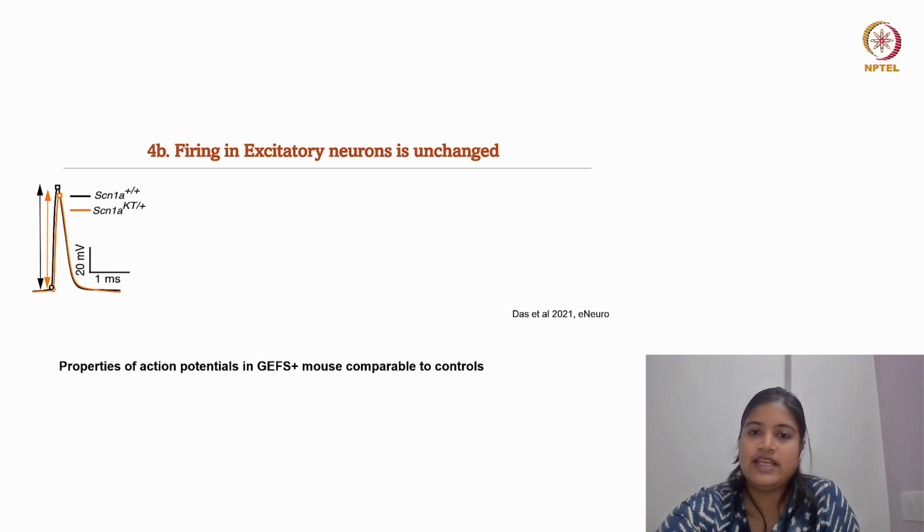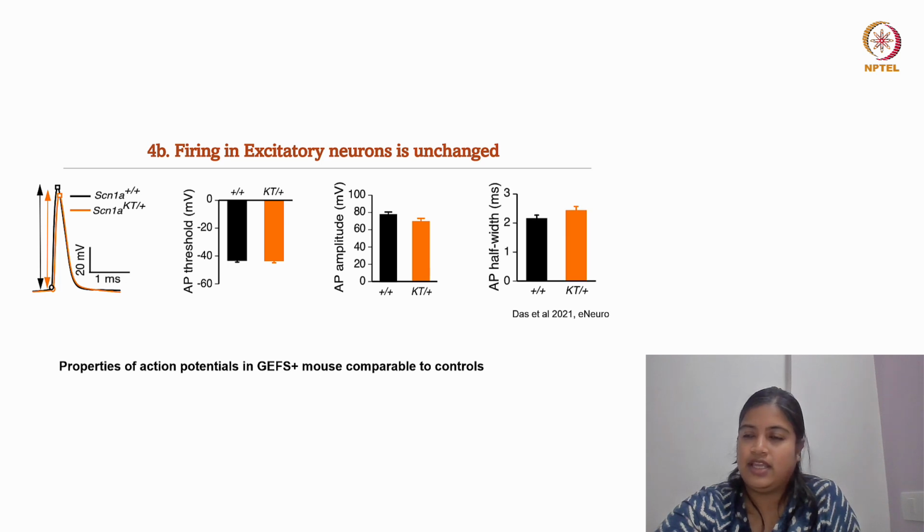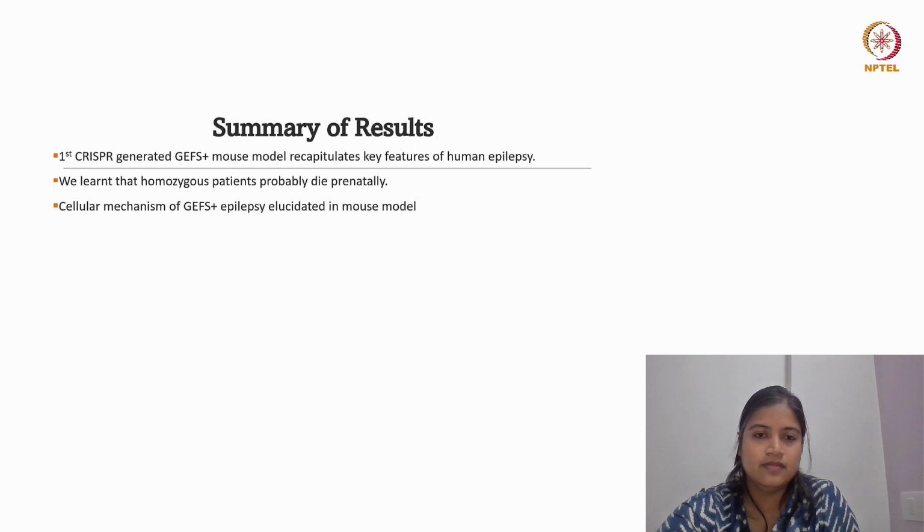But when we looked at the excitatory neuronal firing, there was no change between the GEFS plus mouse and their control mouse. So we looked at the same parameters, the AP threshold, the AP amplitude, and the AP half width, and they were found to be exactly the same and similar to their wild type controls. So the excitatory neuronal firing did not seem to undergo any change because of this particular mutation.